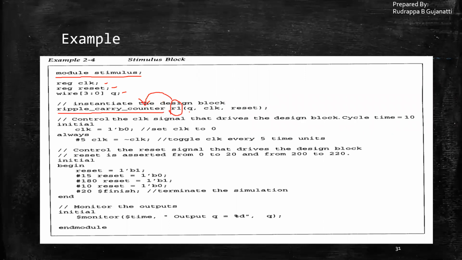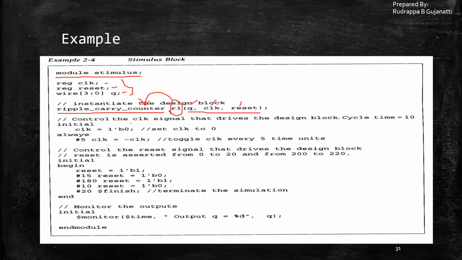And what are the parameters it has to deal with? These are the terminal lists: input and output port terminals. So these are the things it will be dealing with. Here it will be Q, clock, and reset, which are related to these three parameters. So I have created an instance.